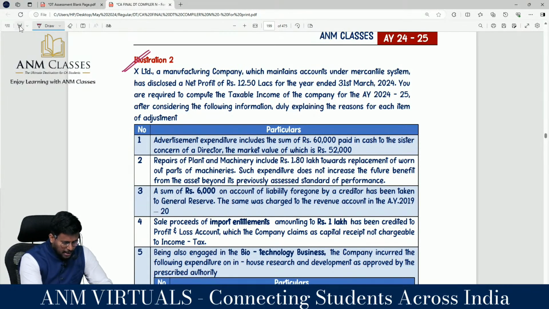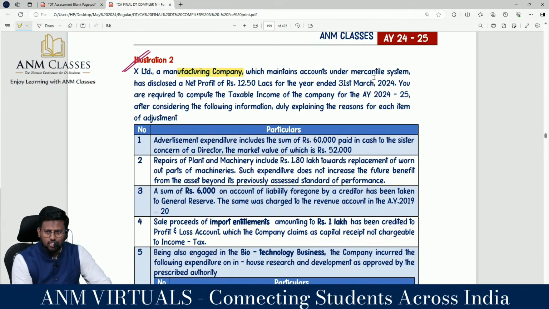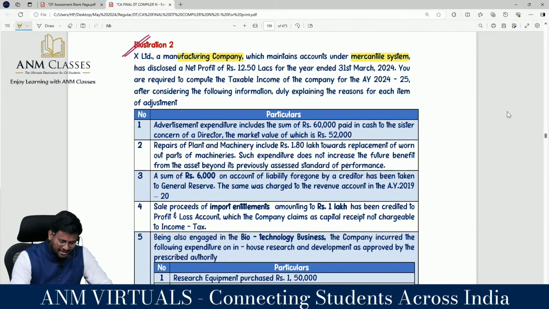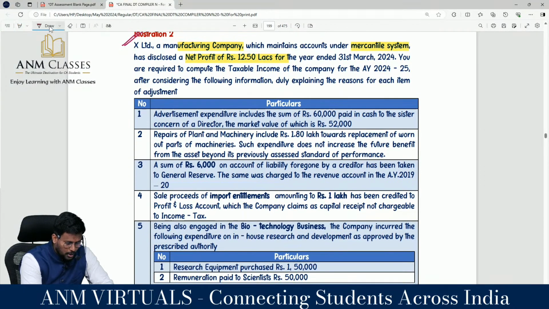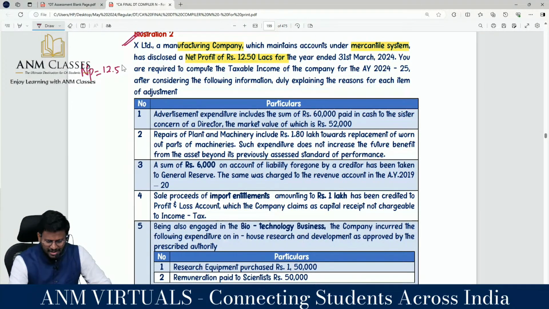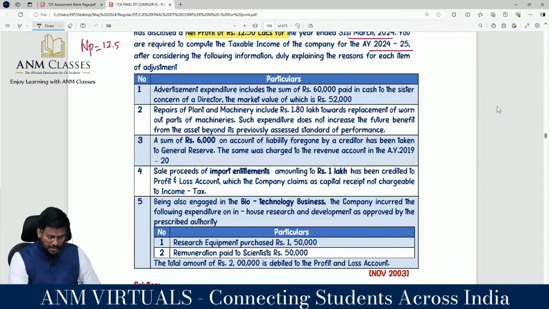X Limited, a manufacturing company, which maintains accounts under the mercantile system, has a net profit of 12.5 lakhs. So what is the net profit as per P&L? 12.5 lakhs for the year ended 31st March 2024. You are required to compute the taxable income of the company for assessment year 24-25 after considering the following information, duly explaining the reasons for each of the adjustments.